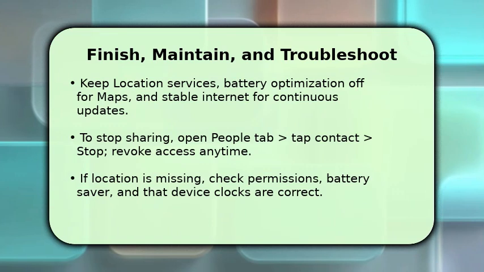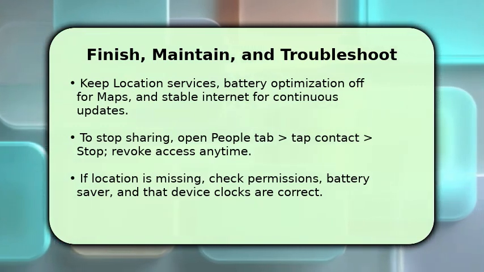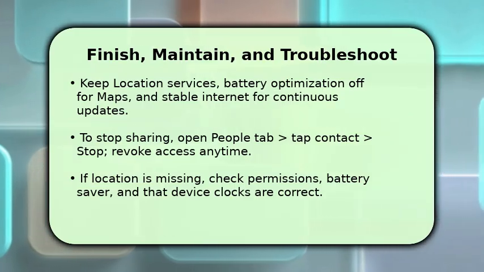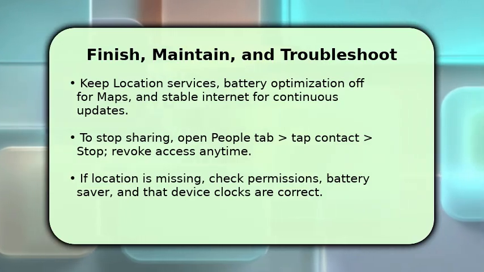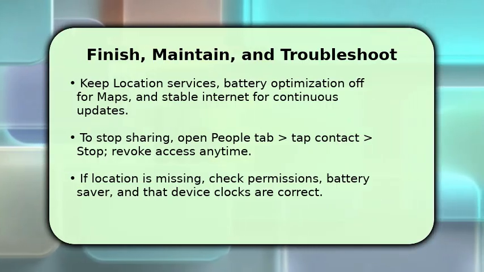To finalize, keep location enabled and disable aggressive battery optimization for Google Maps on the shared device so updates stay frequent. Make sure both phones maintain internet, otherwise the dot freezes. When you're done, remove access by opening the People tab, tapping the contact, and selecting Stop Sharing.